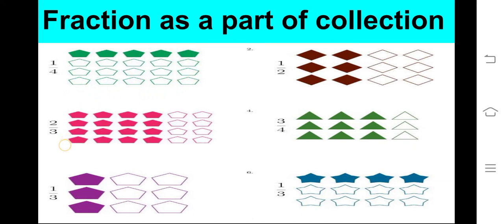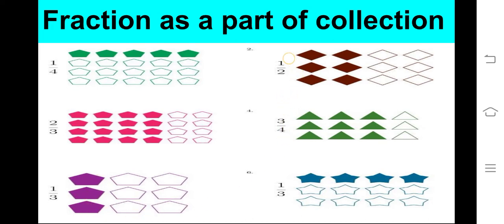The second one, 2/3. There are 24 figures here. So 2/3 of 24 is 16. So 16 is colored. 1, 2, 3, 4, 5, 6, 7, 8, 9, 10, 11, 12, 13, 14, 15, 16. So 16 are colored here. This is 1/3. There are 9 figures here. So 1/3 of 9 is 3. See here, 1, 2, 3 are colored.